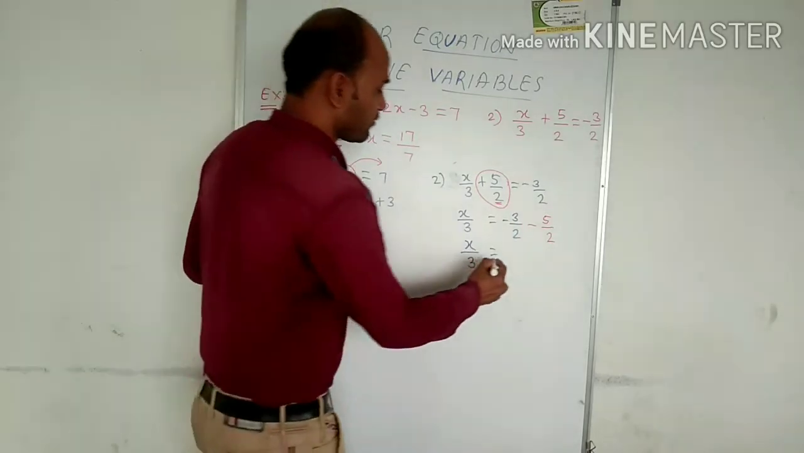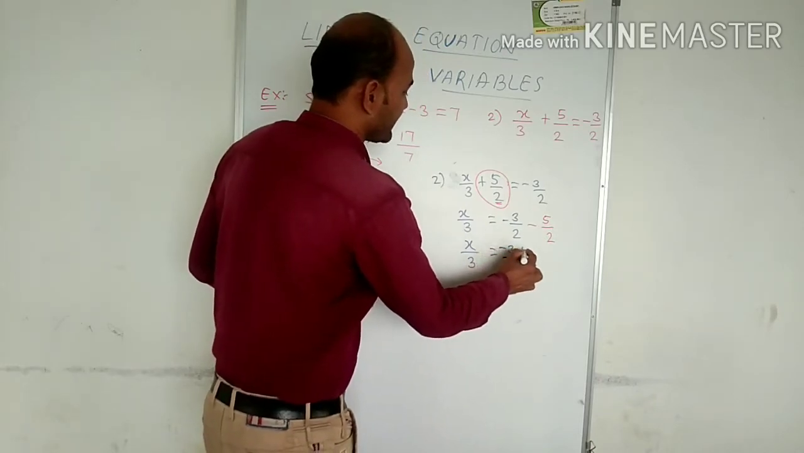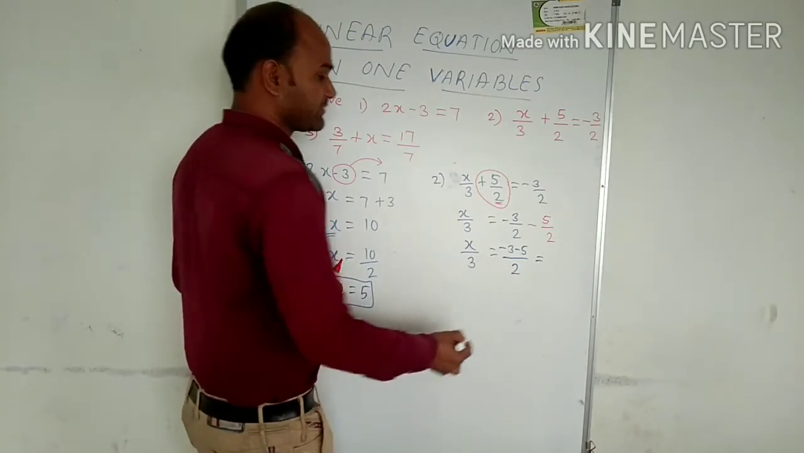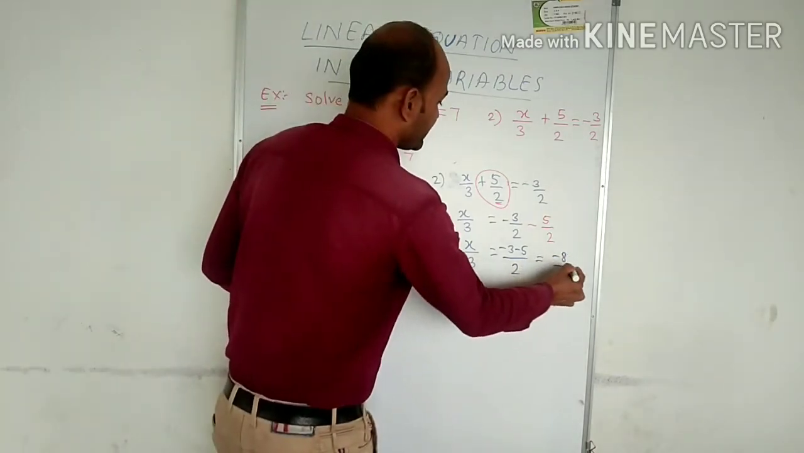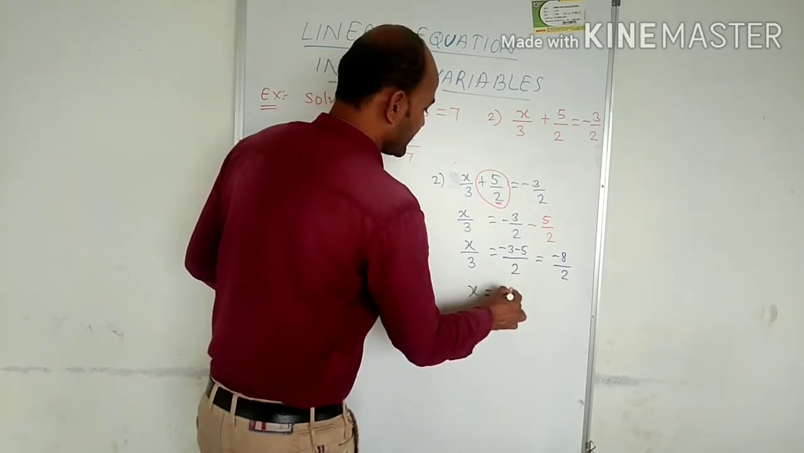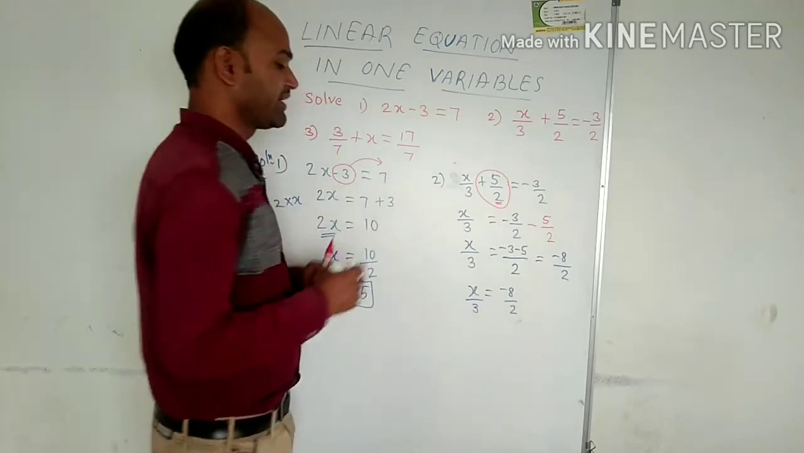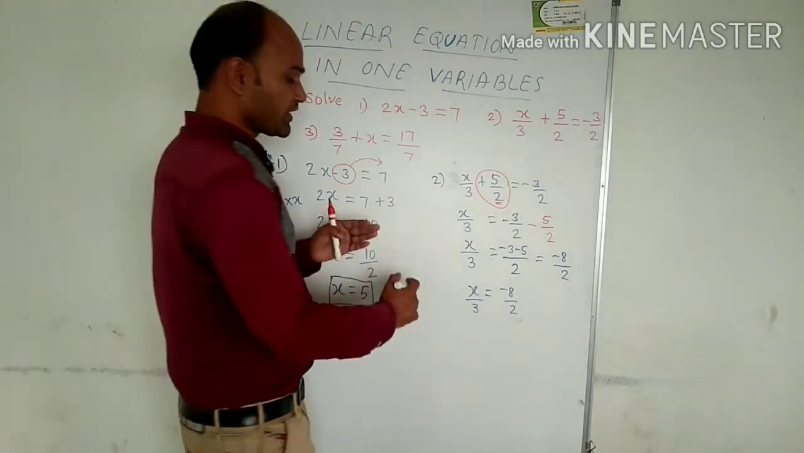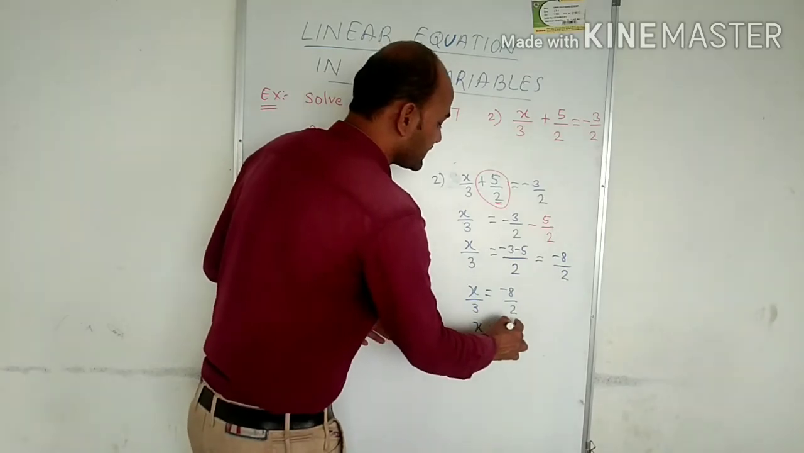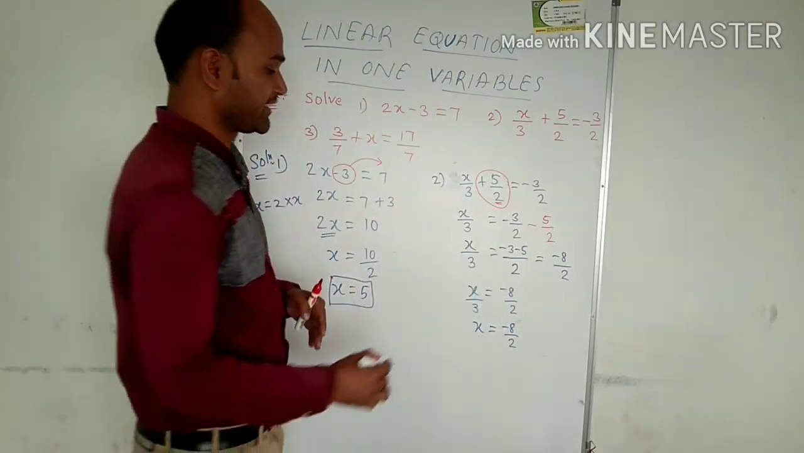We can take the common denominator as 2, and here minus 3 and minus 5. So minus 3 and minus 5 becomes minus 8, divided by 2. So x upon 3 is equal to minus 8 divided by 2. So we have to transfer this 3 to that side. 3 is in division, so it goes to the numerator, it comes in multiplication.